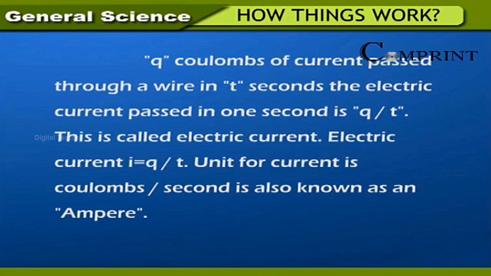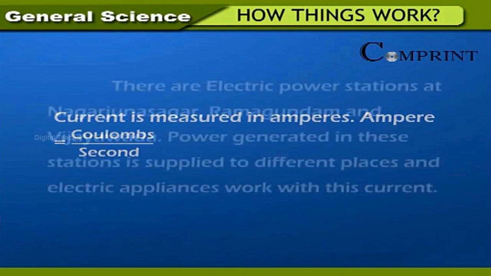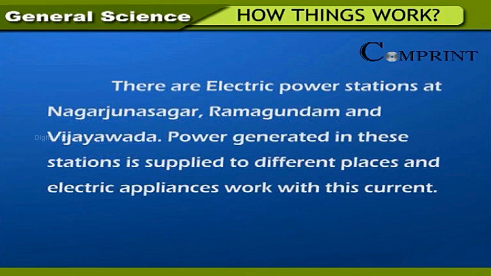Electric current I is equal to Q by T. The unit for current is coulombs per second, also known as an ampere. Current is measured in amperes. Ampere is equal to coulombs per second. There are electric power stations at Nagarjuna Sagar, Ramagundam and Vijayawada. Power generated in these stations is supplied to different places, and electric appliances work with this current.